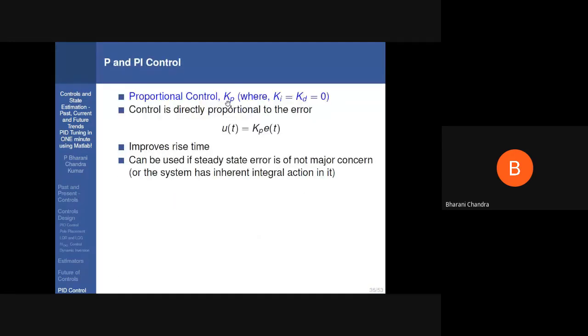So in the proportional controller, we assume that Ki and Kd are zero. The benefit is it improves the rise time, but the limitation is it cannot deal with the steady state error. Unless your plant has inherent integral action, we can go for the proportional control. Otherwise, it will not ensure zero steady state error. We'll see this in detail.